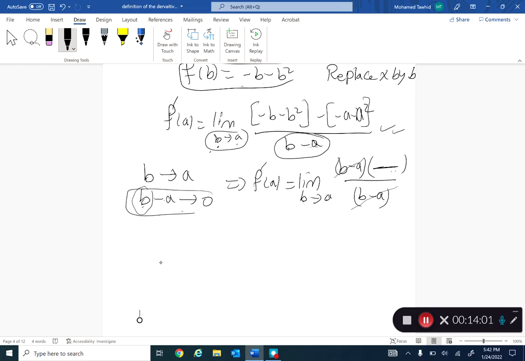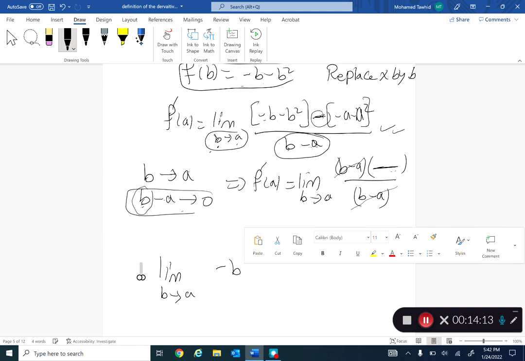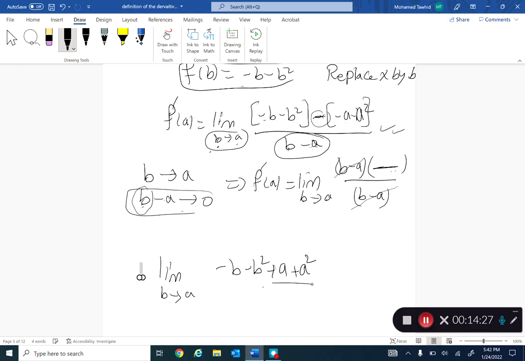Let us collect the linear term here, negative b minus a. So look what you have here, there is a negative sign. If I simplify this, negative b minus b squared, minus negative times negative, you get positive a. Negative times negative a squared, you have plus a squared. The whole thing over b minus a.